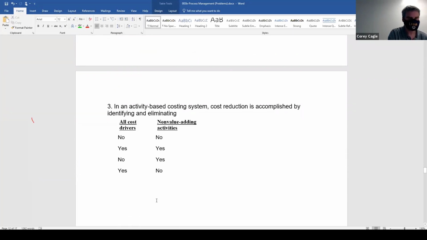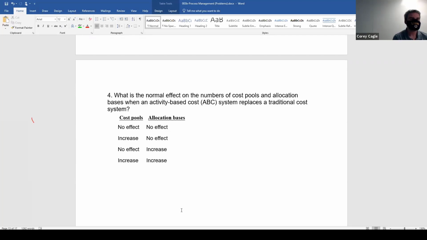Another one, in activity-based costing, cost reduction is accomplished by identifying and eliminating all cost drivers. That's not possible, right? Non-value adding activities, definitely.